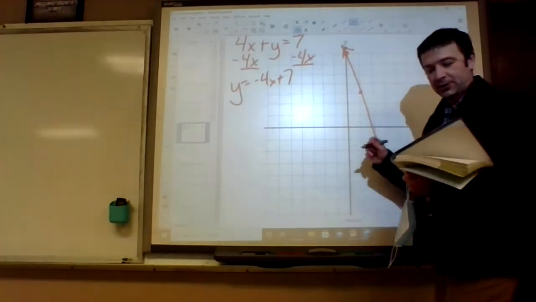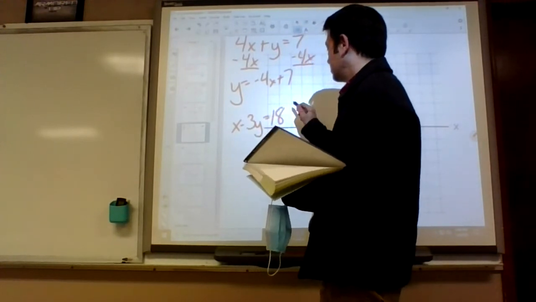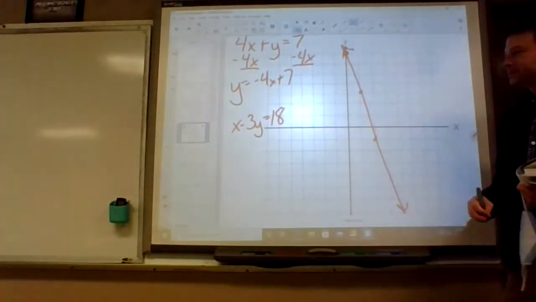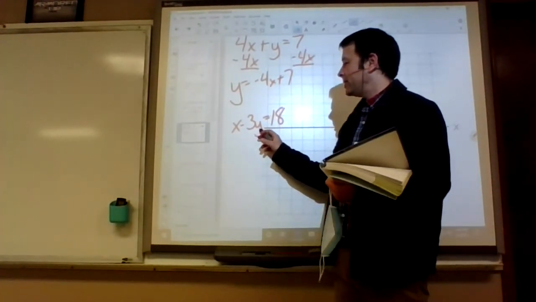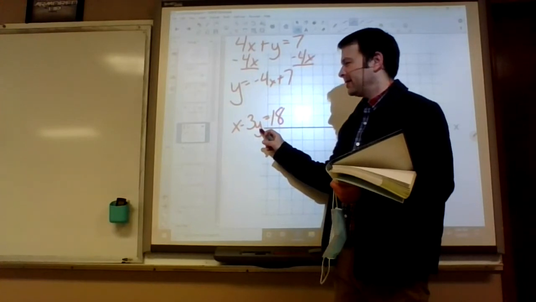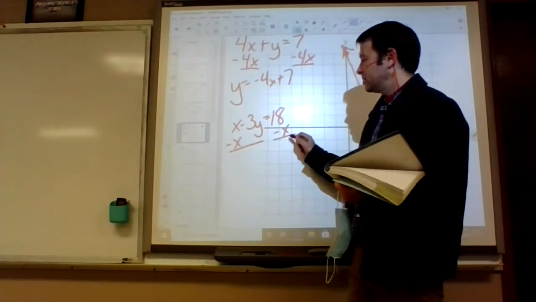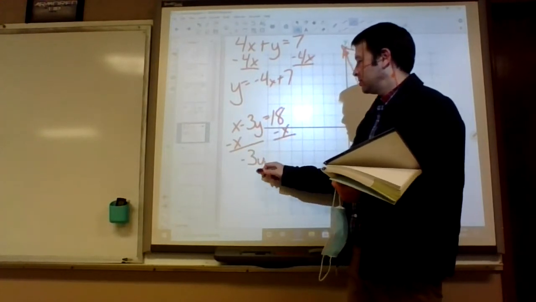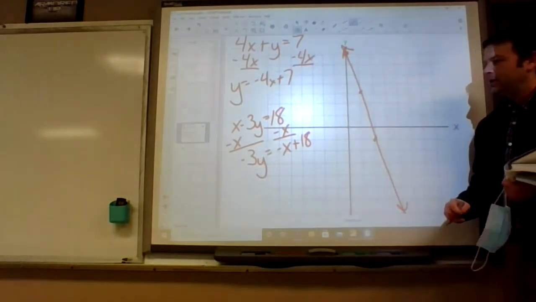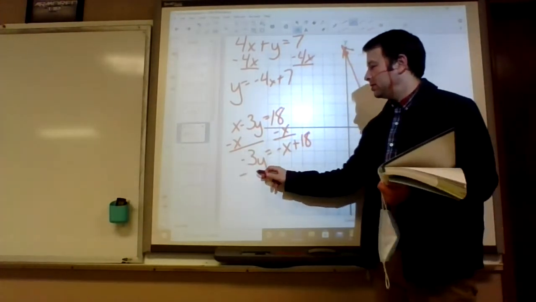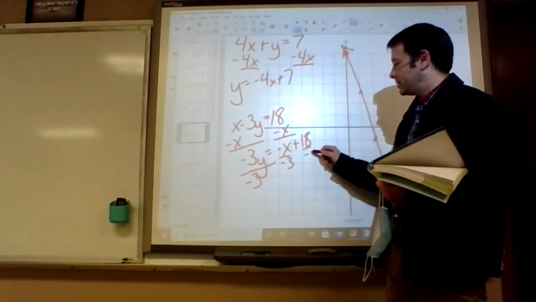The other one is x minus 3y equals 18. What do I do for that? Trying to get y by itself, so subtract the x. I'm going to put -x in front of plus 18. And what do I do? Yeah, we did not get this one right on the test very often.